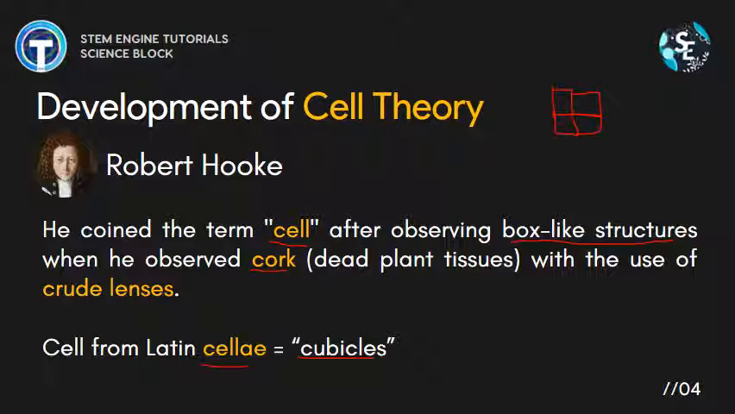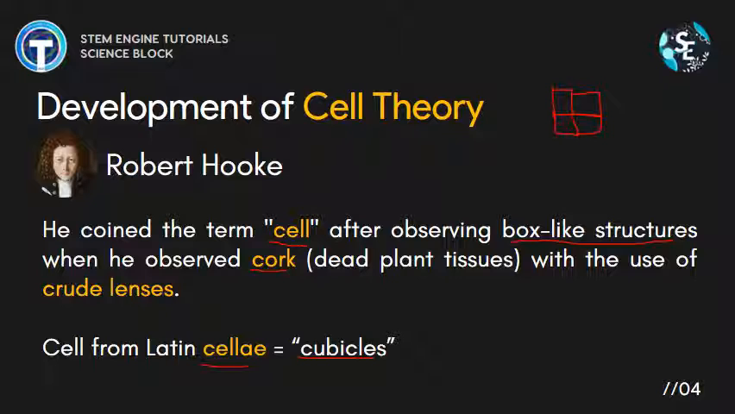So when he observed cork, he observed box-like structures. So para siyang ganyan. So ganyan na magkakadikit. So he observed these box-like structures with the use of crude lenses. So wala pa siyang microscope noon. Hindi pa siya yung microscope na alam natin ngayon. Ang microscope lang nila noong araw is crude lenses lang. And through those crude lenses nga, nakita niya yung cells ng cork.